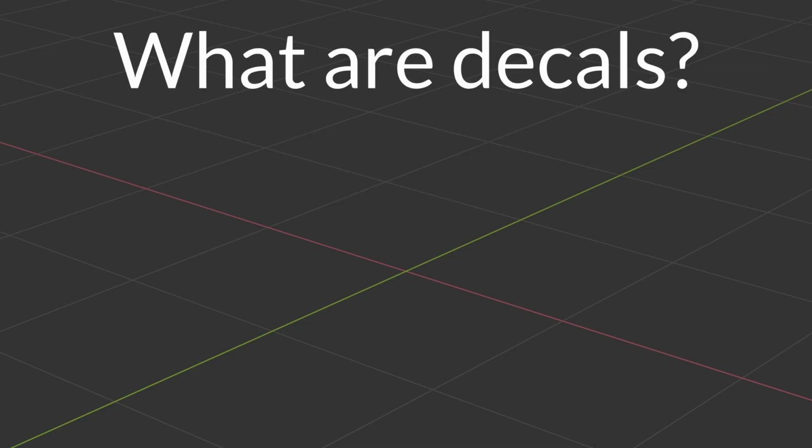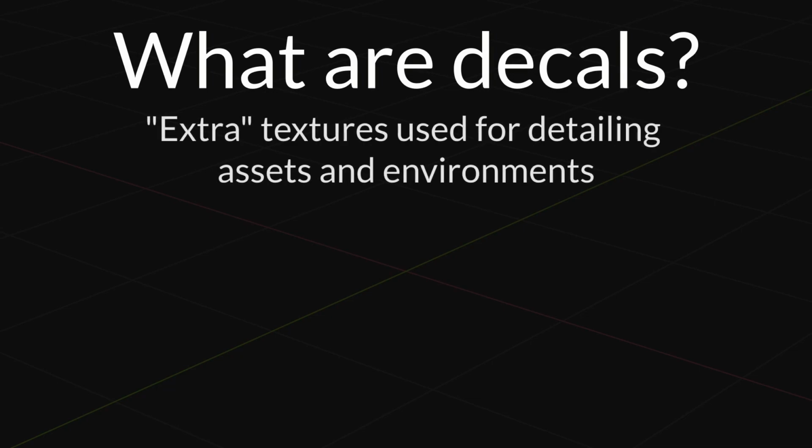So, what are these things, whatever they're called? Why do we use them, and how are they made? Decals are extra textures, extra in parentheses, that we can use to squeeze in more detail to models and environments for a rather small performance cost.